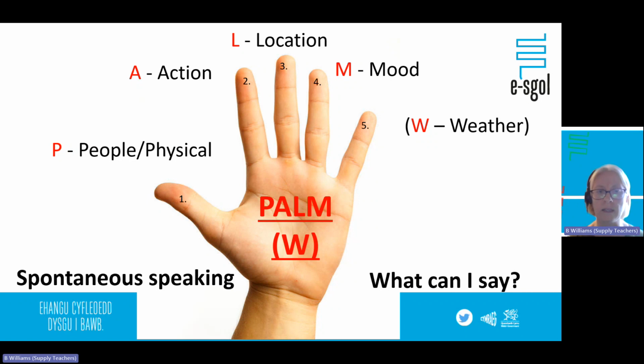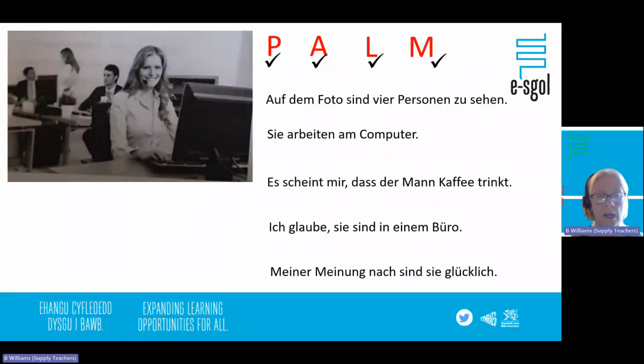Okay, so on the next slide, I have a photograph of a group of people in what looks like an office. And using this PALM method, let's just create a few very, very simple sentences as a starter for working out how exactly these methods could be used. So if we're looking, first of all, at the P, we're thinking about the physical and the people. So what is in the photograph? Who is in the photograph? Okay, so really, really simple sentences to begin with.